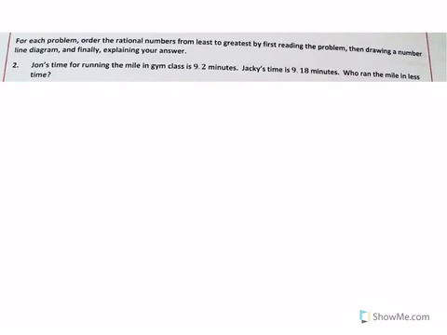Okay, second question here. John's time for running the mile in gym class is 9.2 minutes. Jackie's time is 9.18 minutes, or 9 and 18/100 minutes. Who ran the mile in less time?